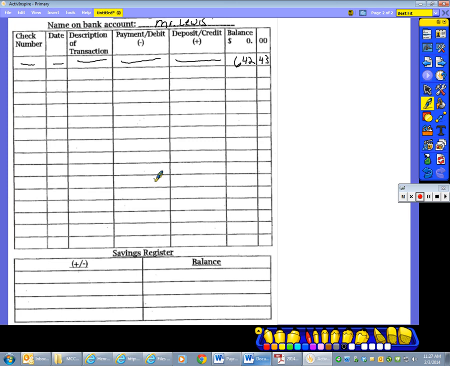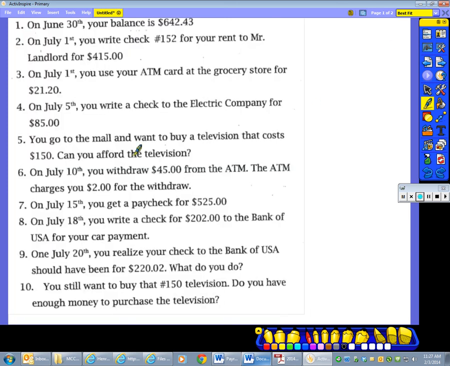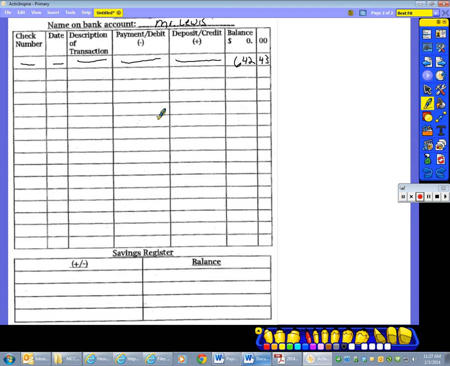On July 1st, you wrote a check number 152 for your rent to Mr. Landlord for $415. Well, that's pretty cheap rent. That's about half the price of normal rent. But alright, when you write a check, every check has its own unique number. In this case, I'm going to do this in red because you'll see why in a second. This is check 152. They told us the date was July 1st.